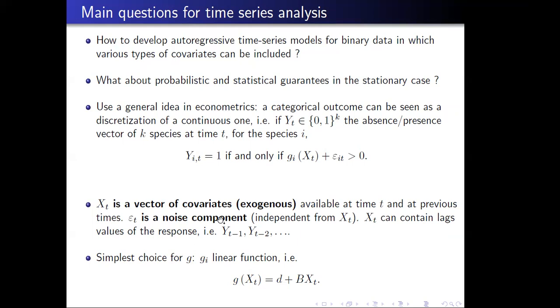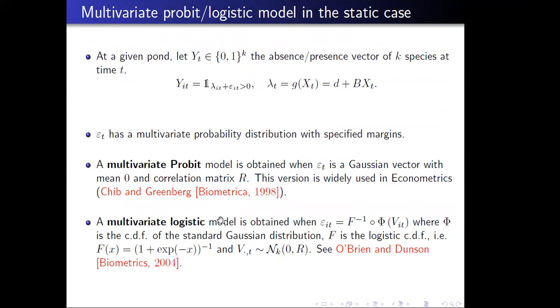So this is a simple model that we can take, and what is often used in the case of a regression model is what is called the probit or logistic multivariate model. So at each point, I take the terminology of the example of waterbirds. We look at the binary vector, and we simply take a noise, which is a multivariate probability distribution with specified margins. So the two important cases used in practice are the following. The first one is a multivariate probit. It means that the noise term is a Gaussian vector with mean 0 and a correlation matrix R.